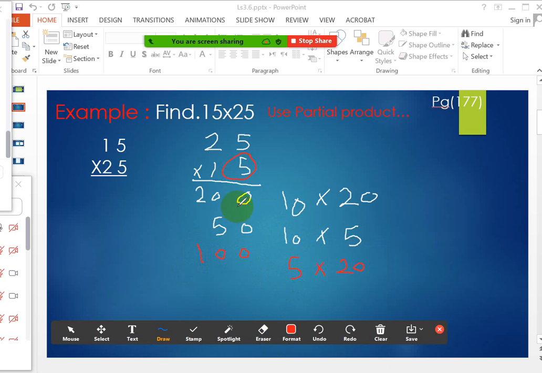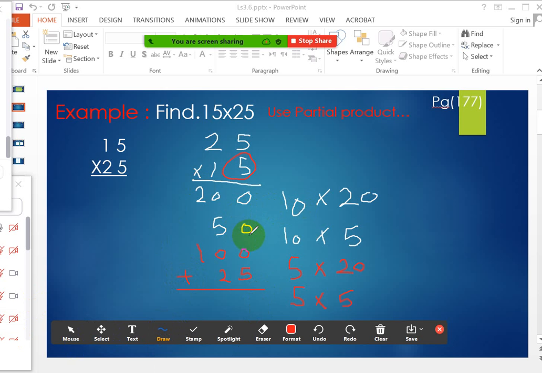Now the last step, I have to multiply 5 with 5. The 5 in the 1st digit with the 5 in the 1st digit. So that means 5 multiply 5 equals what? 5 multiply 5. Thank you, Zain. Excellent. Equals 25. The last step in partial product is to add all answers to find the final answer. So let's add the numbers.